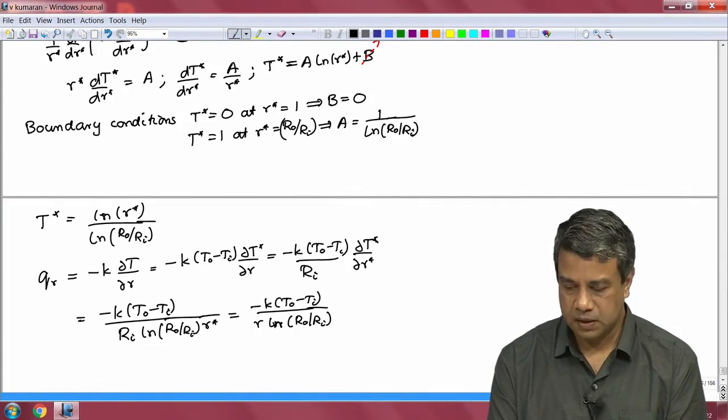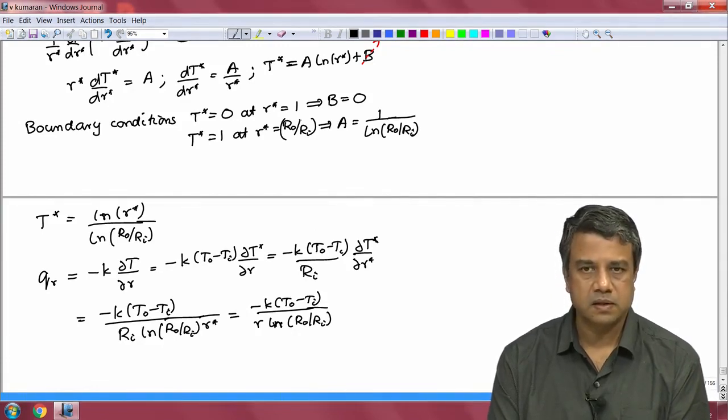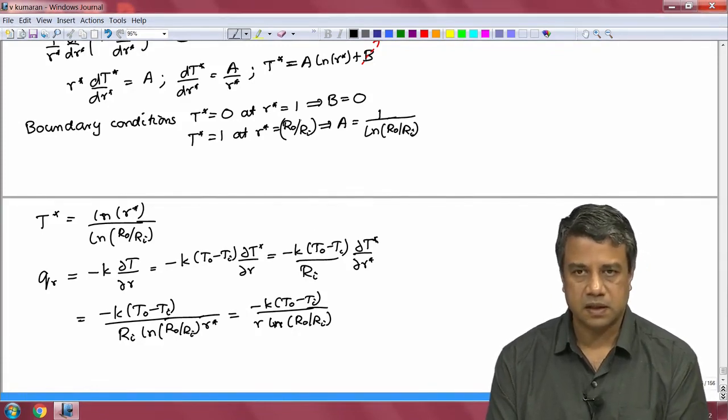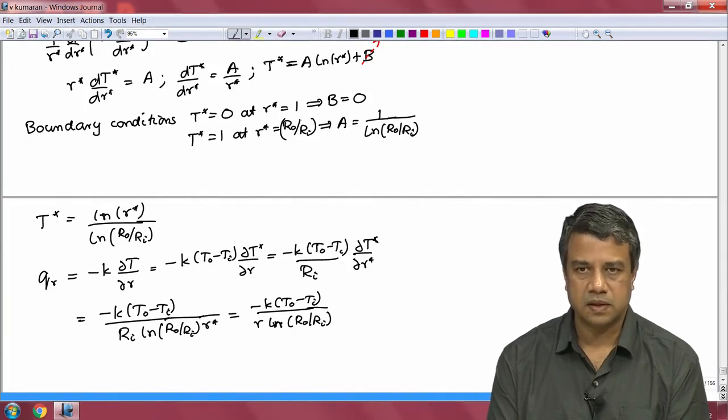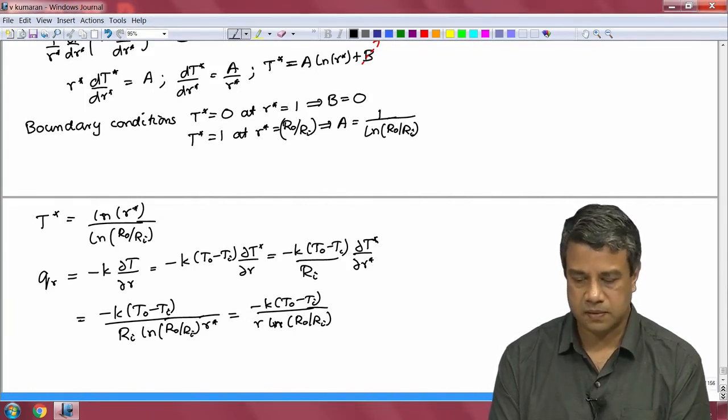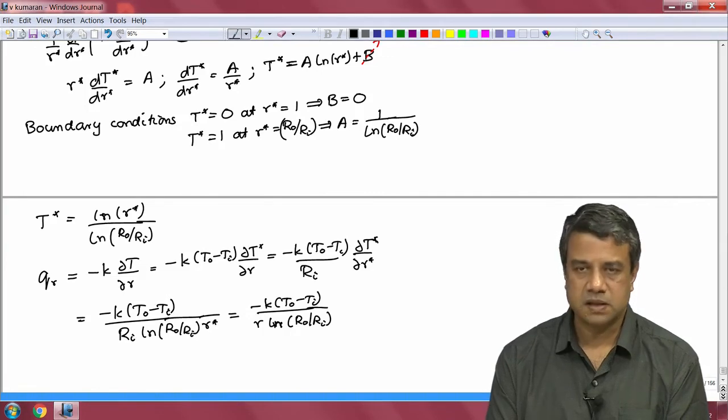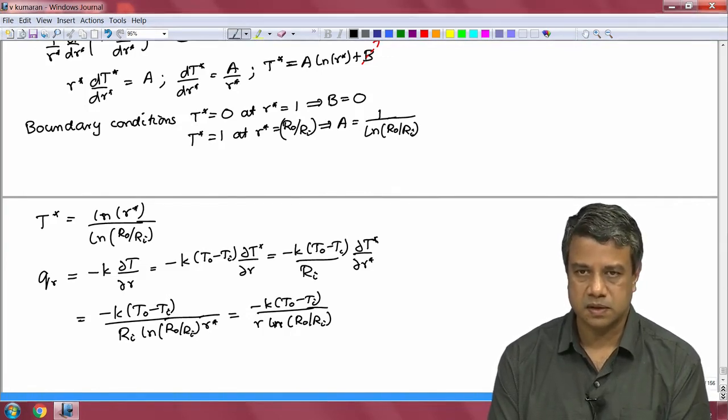From this, now we have to get a solution for the heat transfer rate and then use that in order to calculate what is the total heat transfer rate for a given temperature difference. This I will continue in the next lecture for the steady temperature distributions. I will see you then.